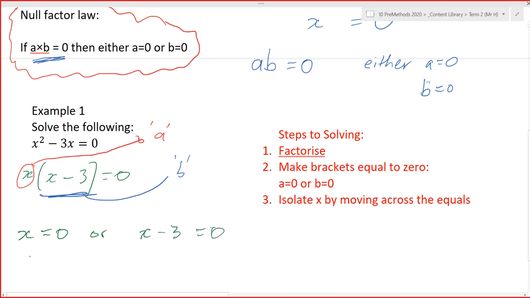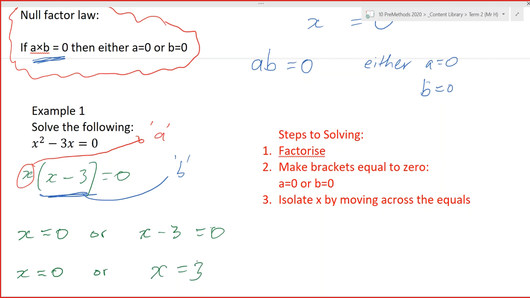On this one, x is already isolated, so we don't need to do anything with that. And then what do we do for the B value? Yep, we need to add 3 to both sides. Okay? So can you see how I've solved for x using the null factor law?